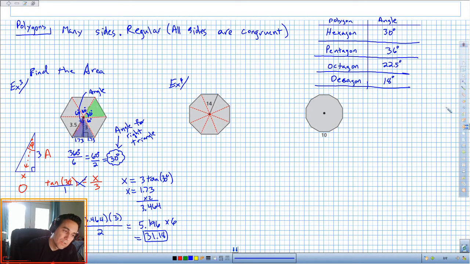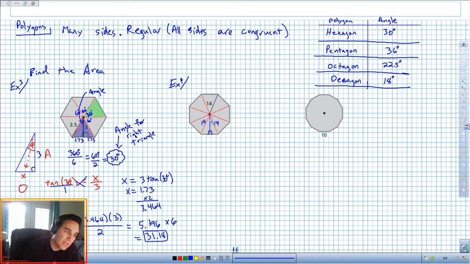So this is 14. So I need to figure out the height of the triangle. So I really need to figure out how tall these triangles are. Okay. So we know that's 90 right there. We know these are all 14, 14.